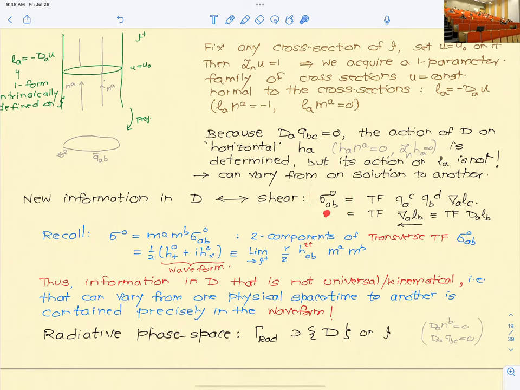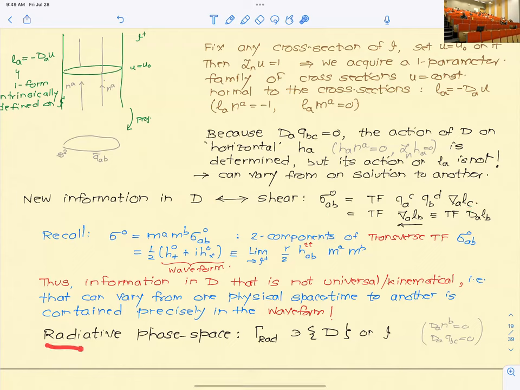But as we saw here, to get sigma, we had to use cross sections, we had to use l, etc. Whereas to define D, I did not need to use any extra structure. So D captures the radiative information in the nonlinear gravitational field, the two degrees of freedom, in a coordinate invariant, extra-structure invariant, intrinsic manner. It's only when we make contact with the literature, with the standard thing that people do, that we use l or use h and so on.